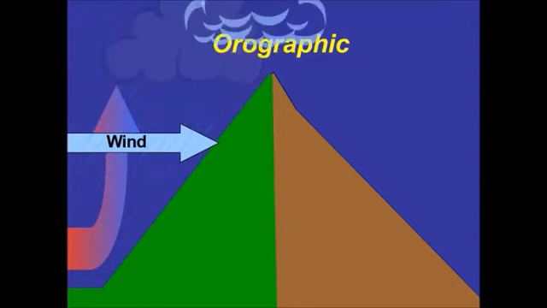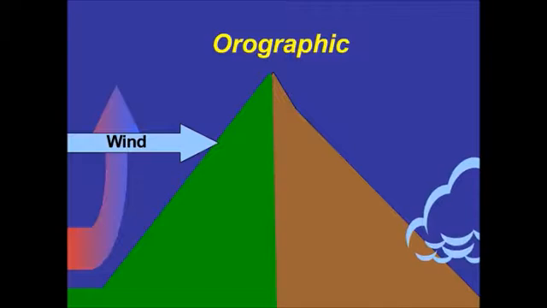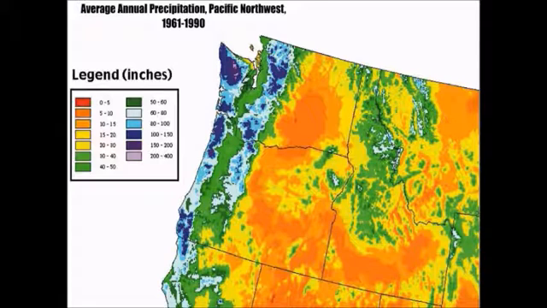Eventually that pocket of air will move along, and essentially the simplest way I can describe it is it spews out all of its fluids on the one side, but then as it descends on the other side, it becomes quite dry, resulting in a rain shadow effect on the leeward side of a mountain. Here's an isoline map that shows precipitation.